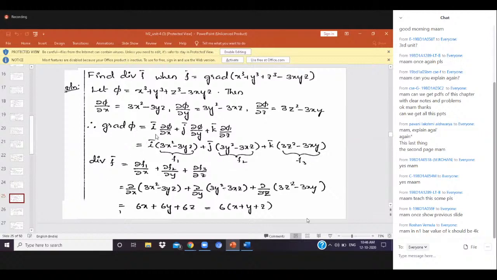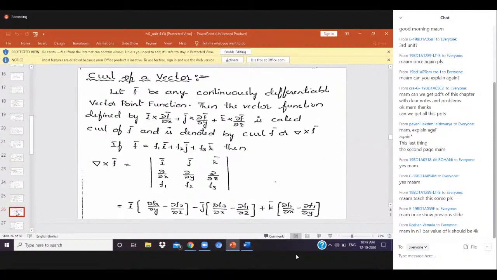This gradient of phi we got as i bar (3x square minus 3yz) plus j bar (3y square minus 3xz) plus k bar (3z square minus 3xy). This i bar coefficient we are taking as f1, j bar coefficient as f2, and k bar coefficient as f3. So directly divergence of f bar becomes ∂f1/∂x plus ∂f2/∂y plus ∂f3/∂z, which is equal to 6x plus 6y plus 6z, which is equal to 6 times (x plus y plus z). So one of the problems is like this.